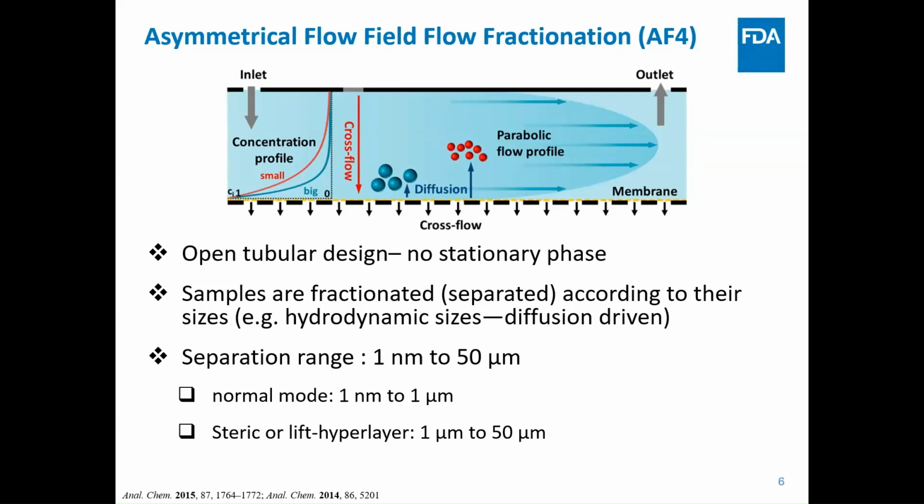And the samples in AF4 are separated based on their hydrodynamic size, smaller particles and bigger particles. And the separation range in AF4 is very broad. It's like 1 nanometer up to 50 micron, but the most useful range is 1 to 1,000 nanometer in the normal mode. For much bigger particles, there's another mode called the steric or the lift hyperlayer mode that separates particles in the 1 micron to 50 micron range.